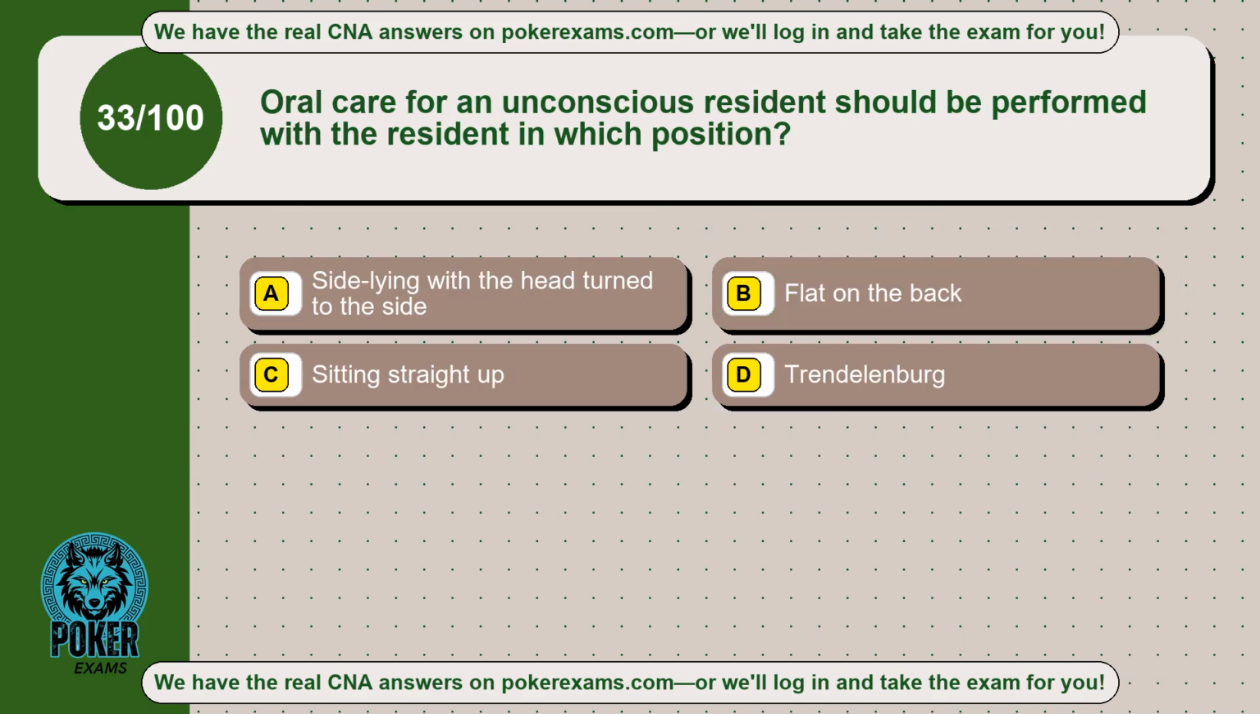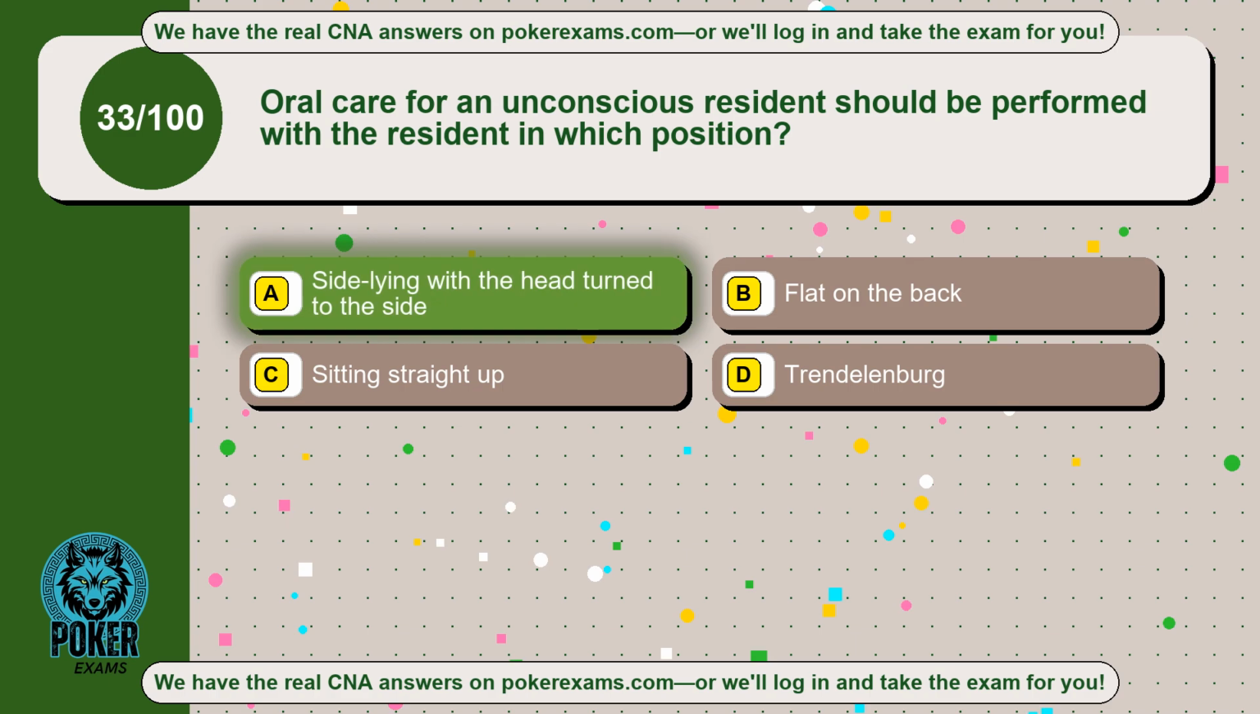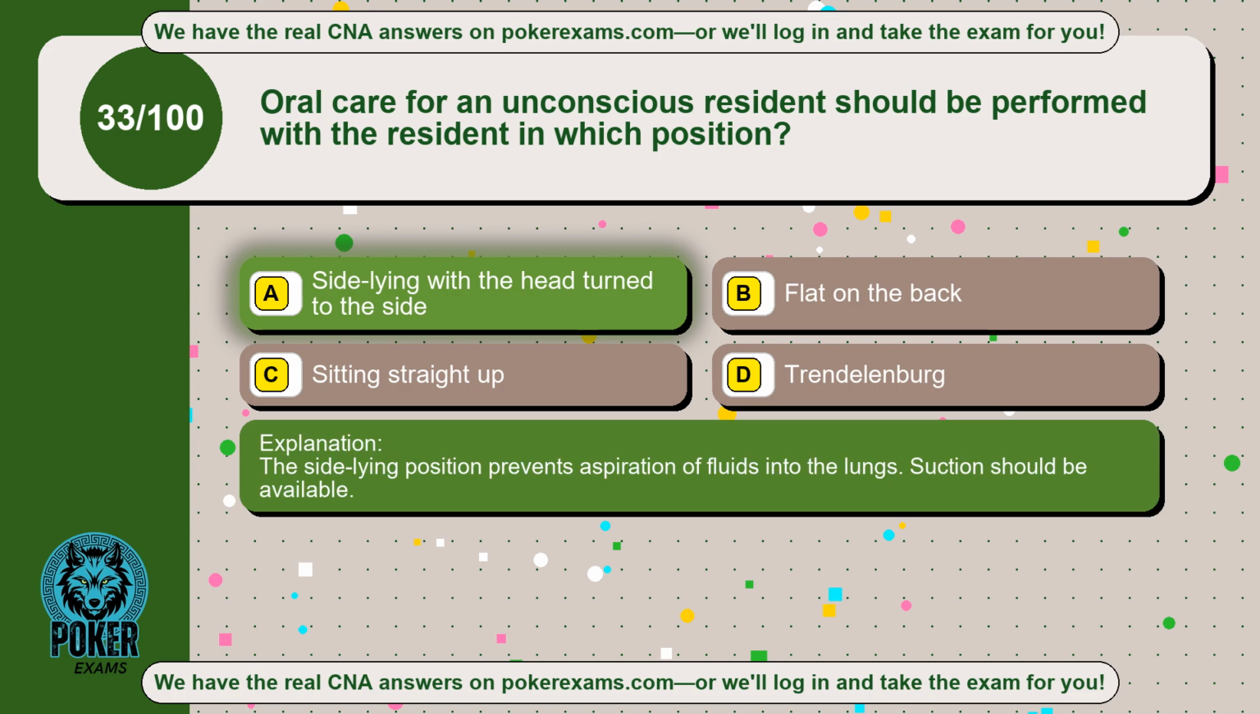Question 33. Oral care for an unconscious resident should be performed with the resident in which position? Option A, side lying with the head turned to the side. Option B, flat on the back. Option C, sitting straight up. Option D, Trendelenburg. The correct answer is option A. Side lying with the head turned to the side. The side lying position prevents aspiration of fluids into the lungs. Suction should be available.